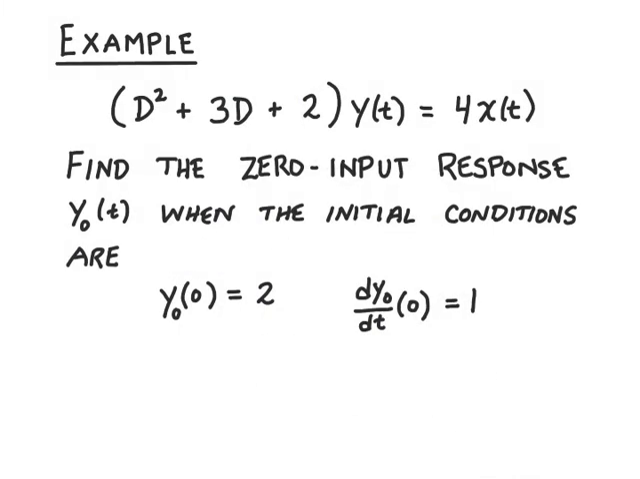Let's now look at an example to illustrate this idea. And our example is the following differential equation. (D² + 3D + 2) y(t) = 4x(t). And we're to find the zero-input response, y0(t), when the initial conditions are y0 at time 0 equals 2, and dy0/dt at time 0 is equal to 1.